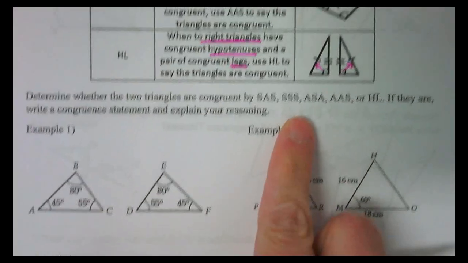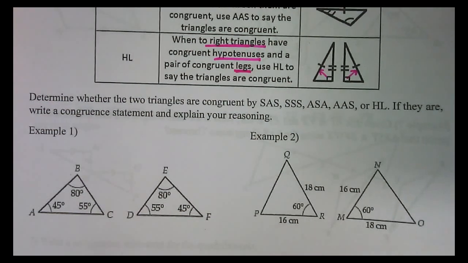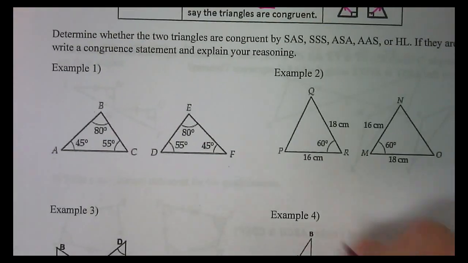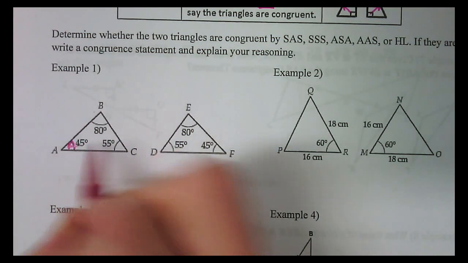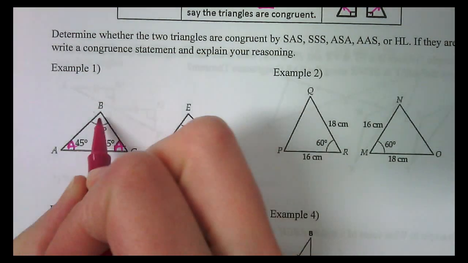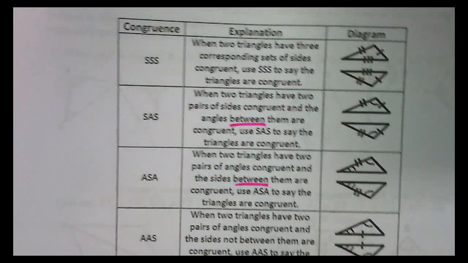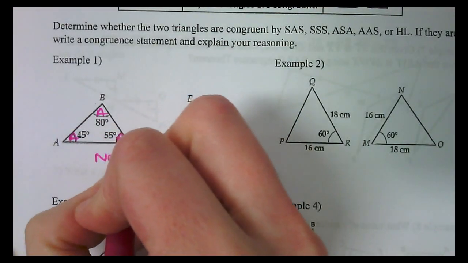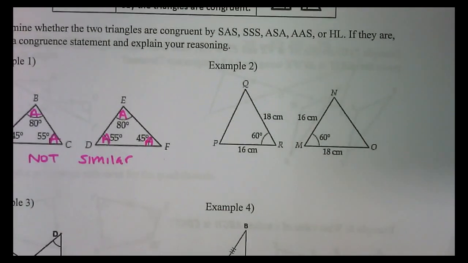Okay, so now we're going to determine if the 2 triangles are congruent by one of these methods. And if they are, we're going to state our congruency statement. So here in example 1, we have 3 sets of angles. These angles match, these angles match, and these angles match. 3 angles is not one of our methods that's listed here. So these are not congruent because that's not one of our methods that work.